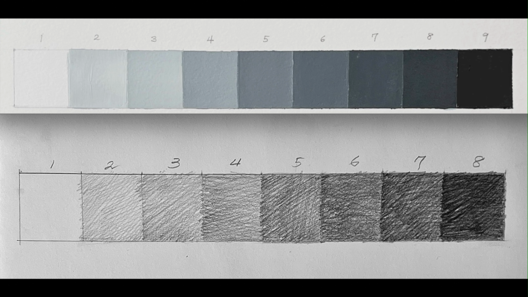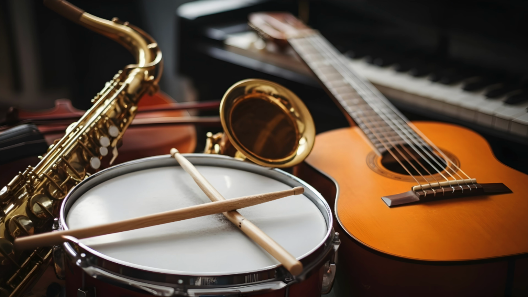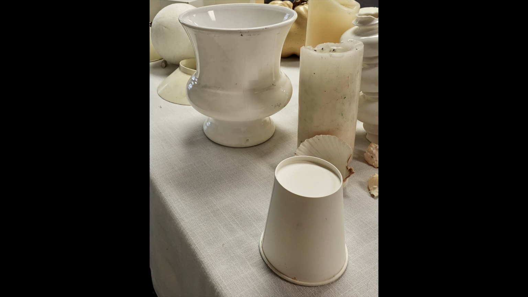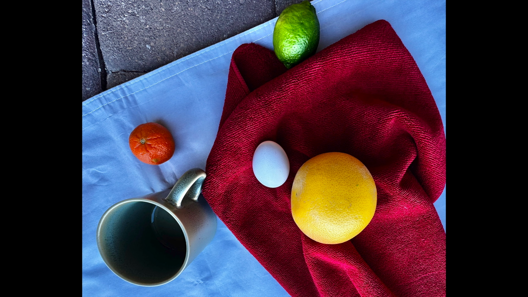Okay, so you've got your value scale. Let me show you 3 ways to start seeing and using value. First, work from real objects, not photos, at least until you have built confidence. Why? Because photos often flatten everything. They compress value ranges, lose subtlety, and trick your eye. When you work from life, you see the full range of values, the soft transitions, the reflected light, the tiny shifts that make forms feel real.